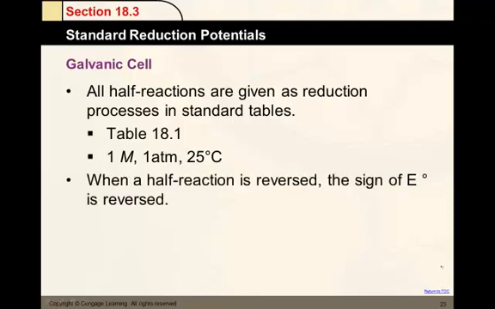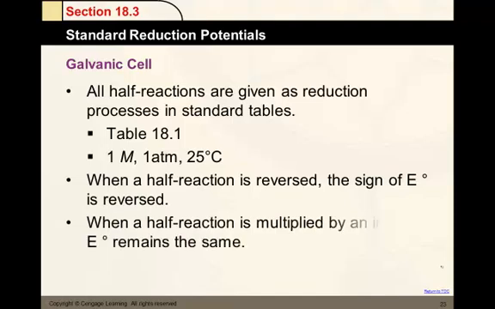When a half reaction is reversed, the sign of E0, or the voltage, is also reversed. So if we flipped around lithium, which is negative 3.05 on the standard reduction potential chart, and we had lithium producing lithium ion and an electron, the voltage would be positive 3.05, kind of like delta H when you flip things around. However, when the half reaction is multiplied by an integer, the E0 remains the same.